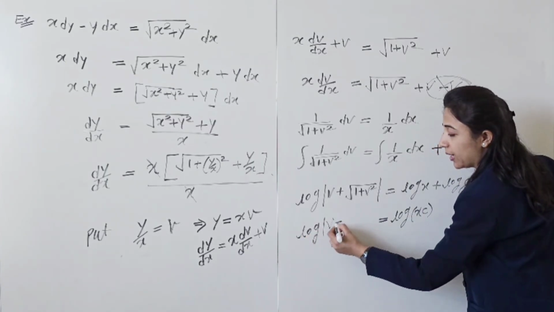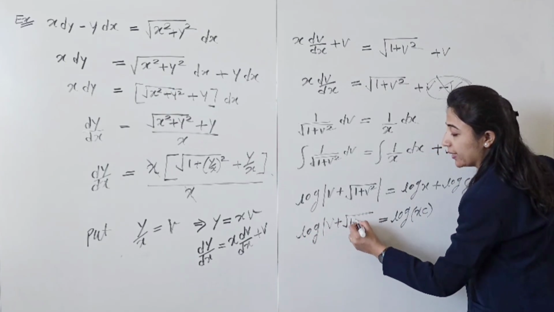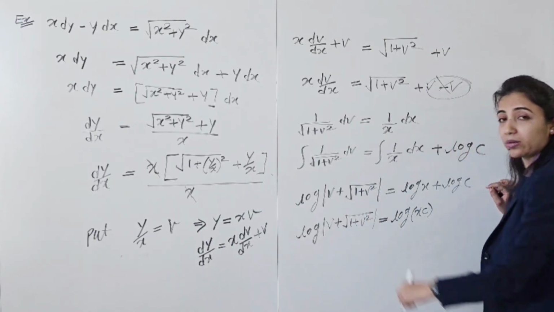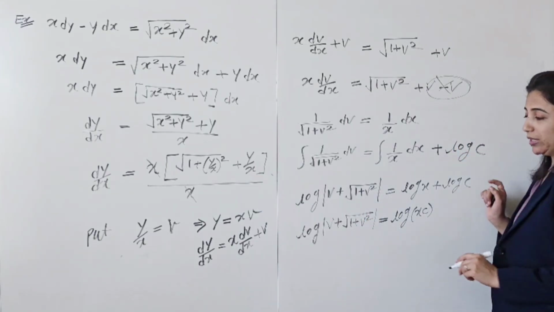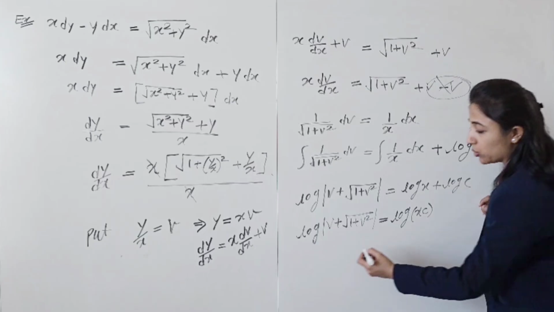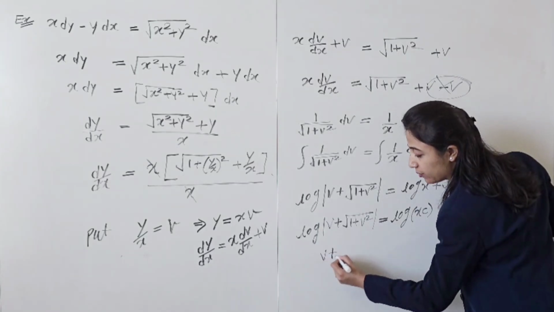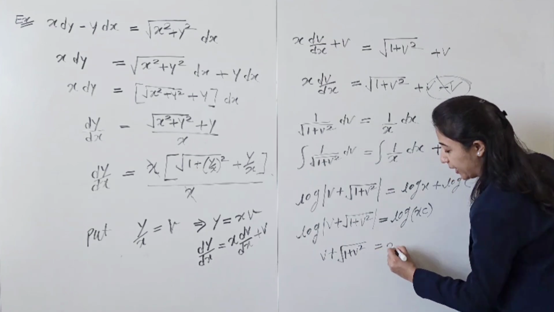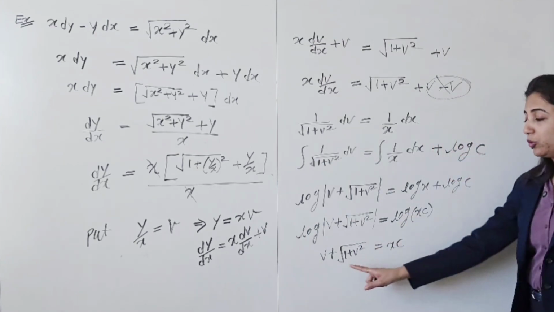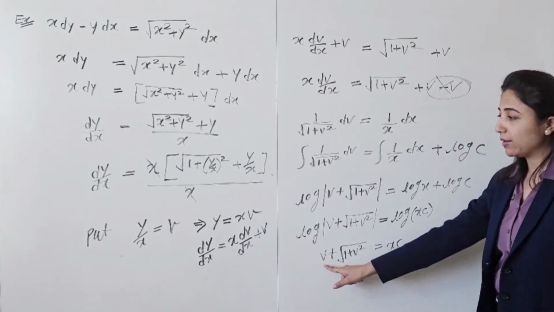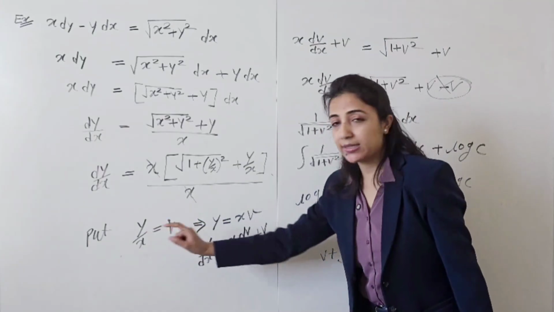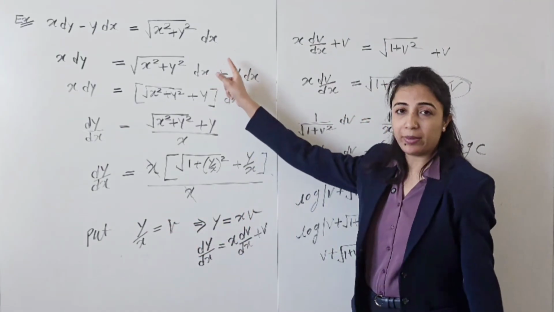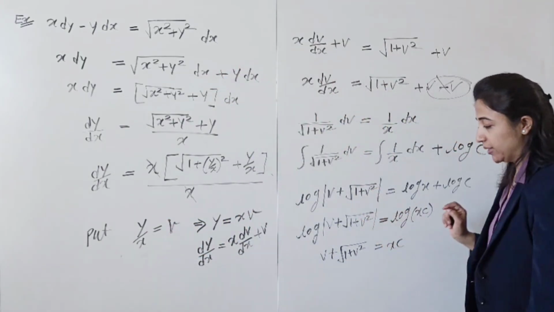So this is right, log of x c, and the left side log as it is. Both right and left are in the form of log, so we can take the anti-log so that this log will get cancelled. So actually we are taking anti-log on both sides. So we will get v plus root of 1 plus v square equal to x into c. Now put the value of v, because v is our y by x and we want the answer in the form of y by x. It is a solution of this differential equation.